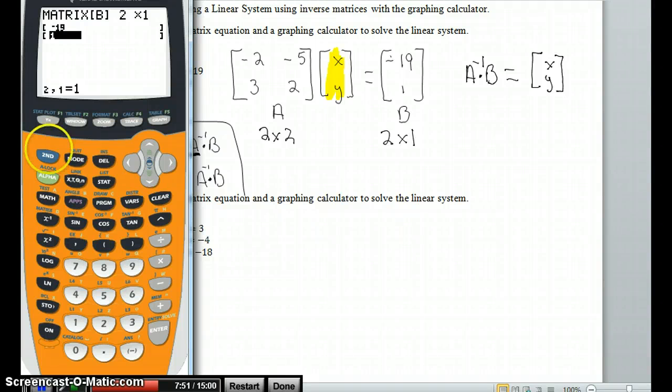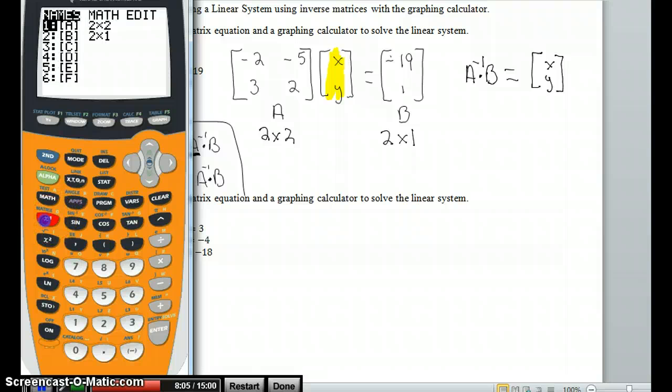I'm going to go to my home screen now. You want to hit second, and then mode, which is quit. Then I'm going to tell it to multiply A inverse times B. So second, x to the minus 1, which is your matrix, and then I'll just hit number 1, and that'll pull up my A matrix. This button here, the x to the minus 1, is actually our inverse. That times second, and then back to matrix, and we'll just choose 2, which is B. When I hit enter, it'll give me the answer.